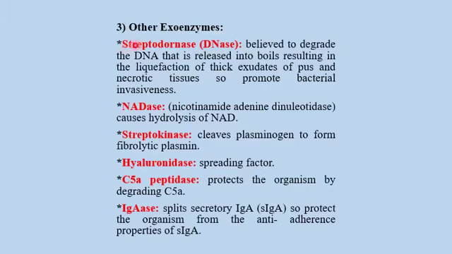Let's move on to see other exoenzymes. We have streptodornase. We will find that these enzymes also help in the spreading and invasiveness of the bacteria. As we said, this group of bacteria has a strong ability to be invasive. Streptodornase is an enzyme that lyses DNA, so we call it DNase. It is believed to degrade the DNA released into boils, resulting in the liquefaction of thick exudates of pus and necrotic tissues, so it promotes what? Bacterial invasiveness.